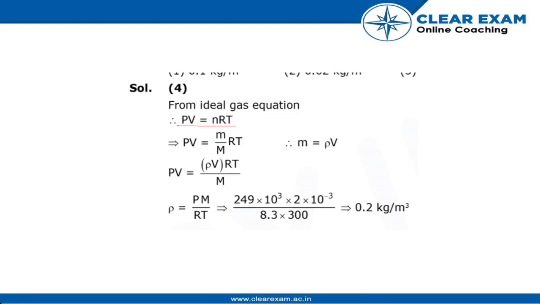n can be written as total mass over the molecular mass of our gas, and our total mass can be written as density into volume. From here, we'll get the density. So our equation becomes PV is equal to rho V RT upon M. These cancel out, and we'll modify the equation to find our density, or rho. So rho is equal to PM by RT.